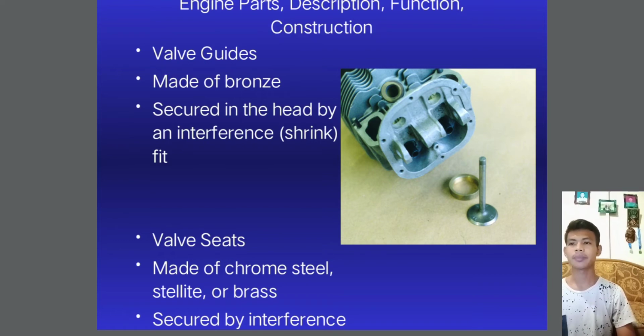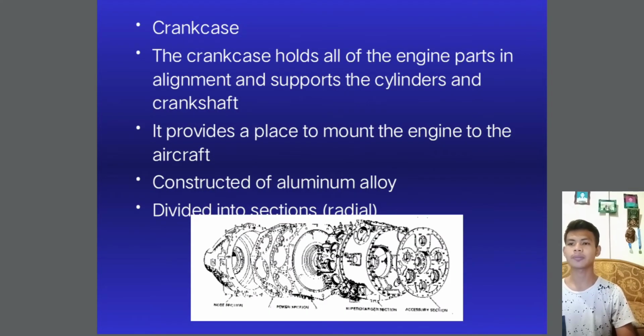Valve guide made of bronze, secured in the head by an interference or shrink fit. Valve seat made of chrome steel, stellite or brass, secured by interference fit.